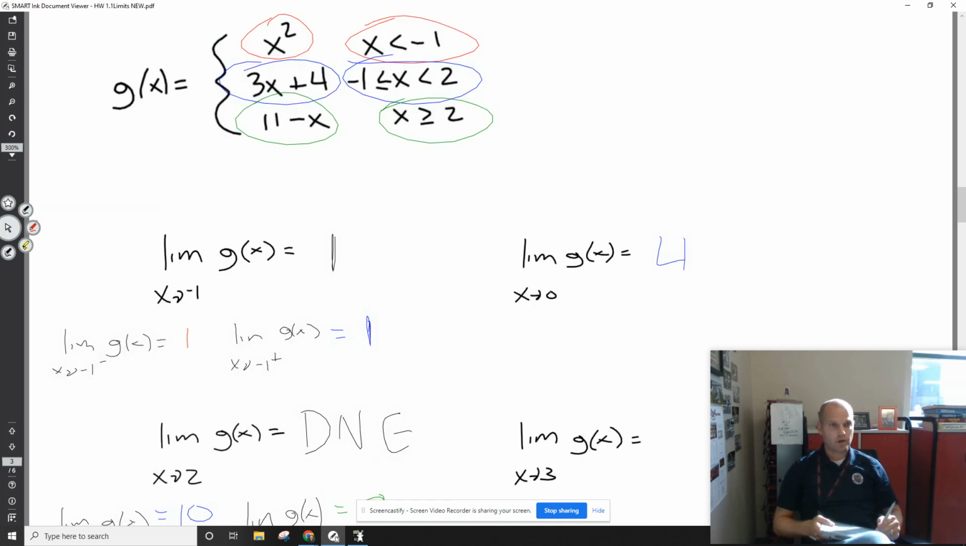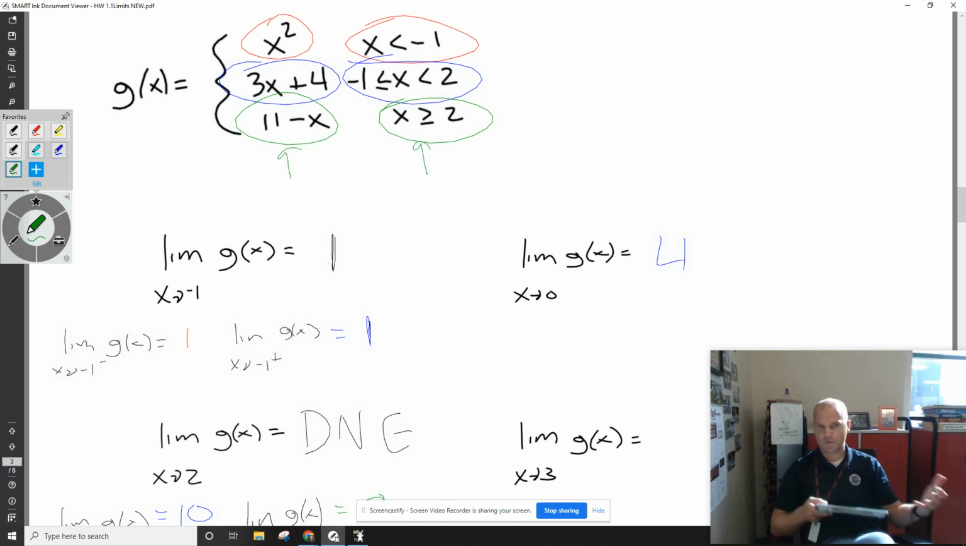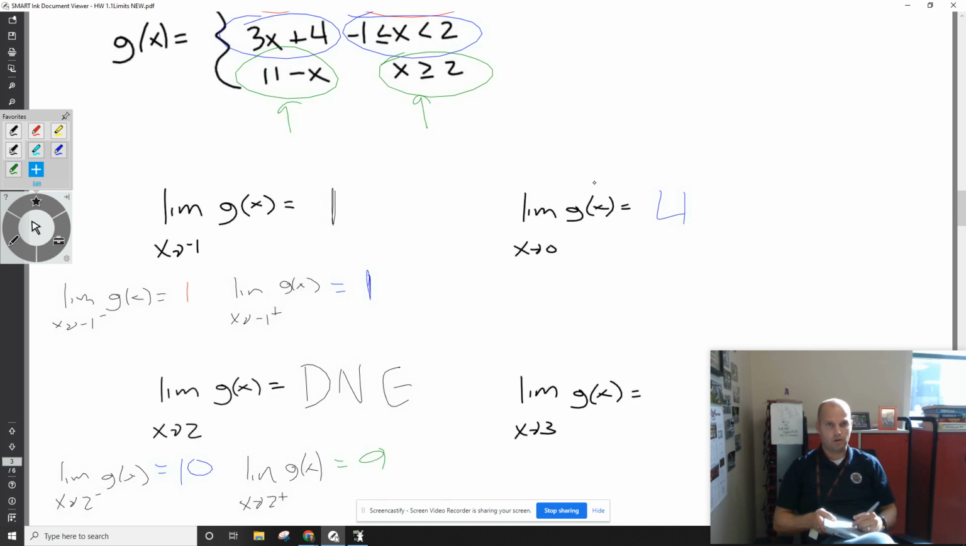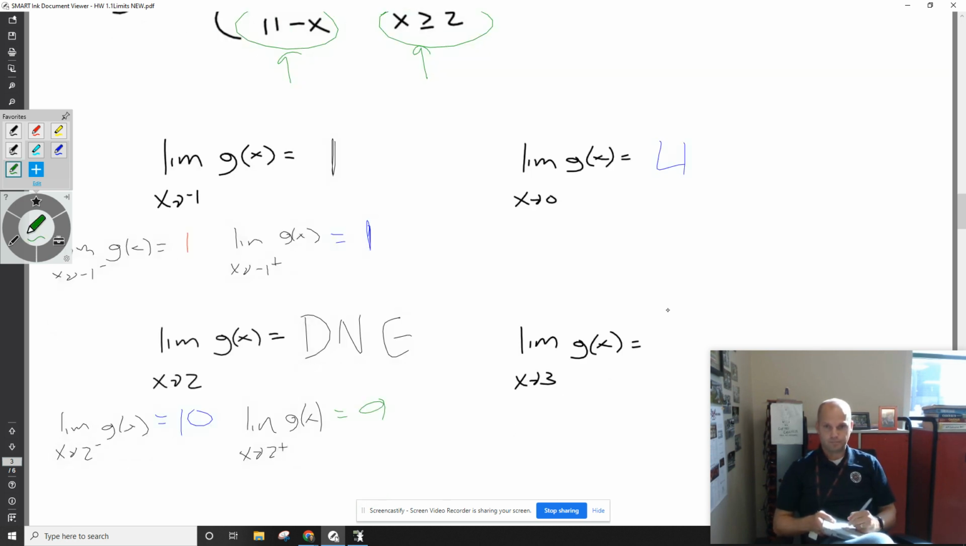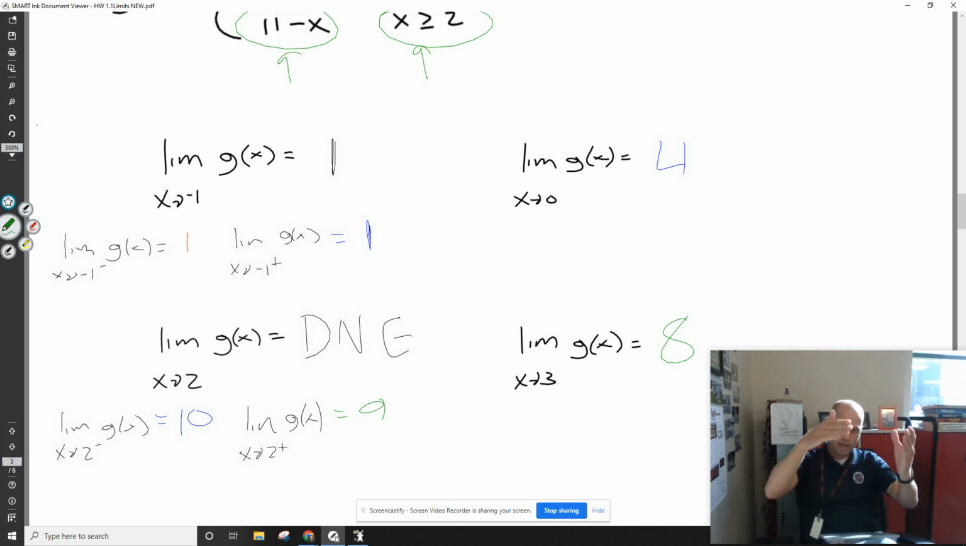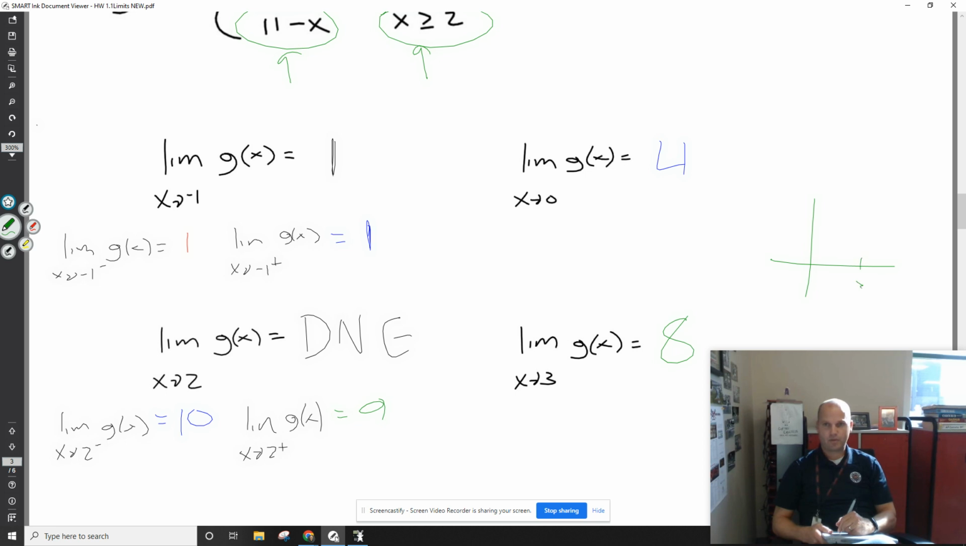If I were to use 3, however, as x approaches 3, well, I'm using this piece to the right of 3 and to the left of 3. I'm using 11 minus x. So 11 minus 3 is my answer. Okay, I hope this makes sense. Yes, you are thinking about plugging in 3.001, but it's infinitely close to 3. We're using that piece at 3. At 3, we are going through 8.